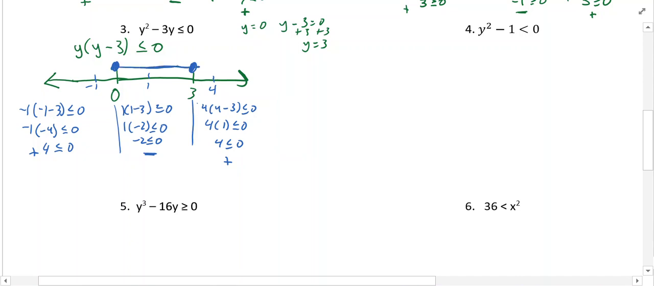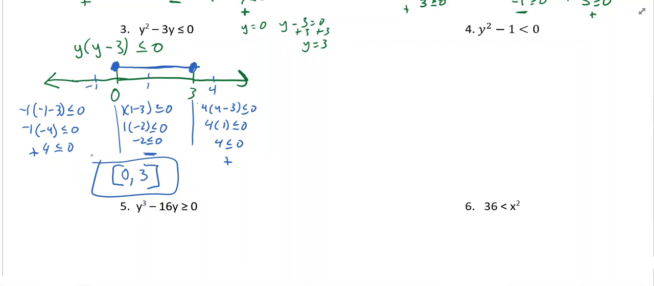Then we need to write our interval. Since these are closed circles, they're included. So we say bracket 0, comma 3, bracket. And this is your set of answers. Okay, I want you to try the next two, so try 4 and 5. Remember, you need to factor, find the roots, then plot, and then test your intervals. So go ahead and pause the video and try number 4.